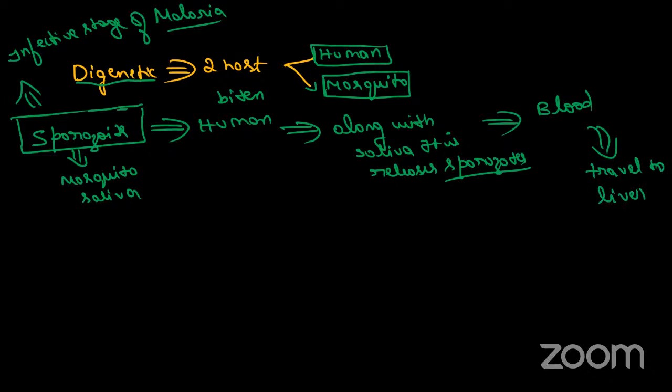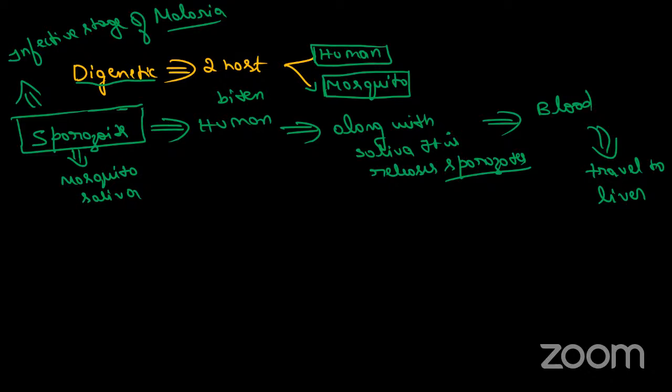Okay, students, see here. So now the mosquito has bitten you, right? From that saliva, it is having the sporozoite. Along with that saliva, it releases the sporozoite into your blood. So in your blood, the sporozoite now moves and travels to the liver. Okay. So now what will happen? In the liver, it is going to affect the liver cells.